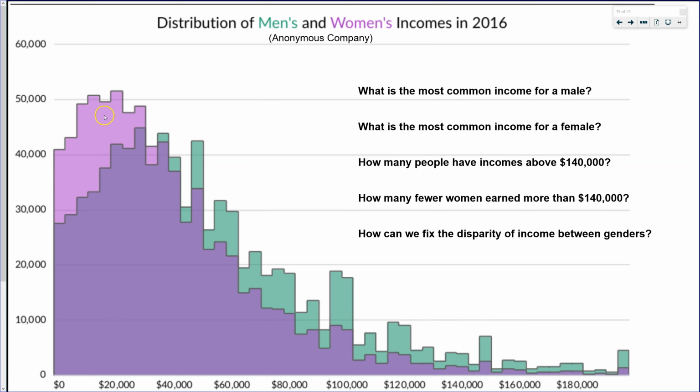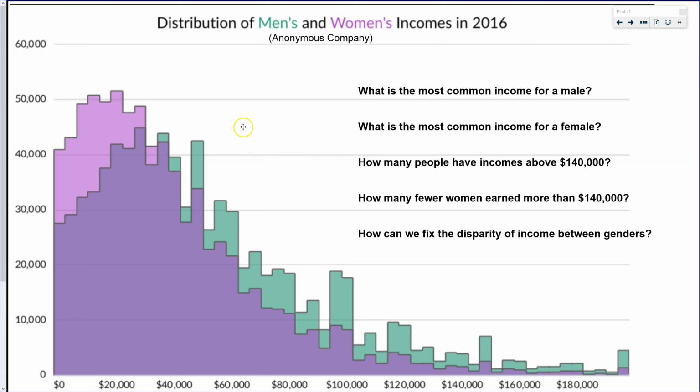The purple pinkish color is the incomes of women working at a particular company. And then right here in the green is the number of men whose salary is at a particular level at this company as well. They are overlaid so you can see how many of each salary. This is a frequency count, so there's a lot of people working at this company, 50,000 employees, but you can see who makes how much money.